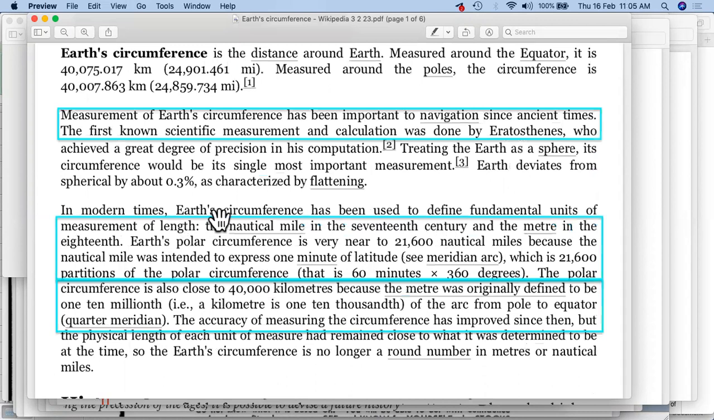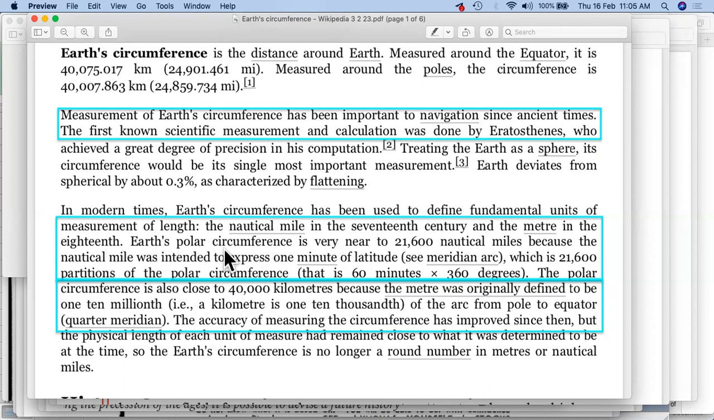In modern times, Earth's circumference has been used to define fundamental units of measurement of length: the nautical mile in the 17th century and the meter in the 18th century, right? So first of all, it was nautical miles and then it went to meter, right? We'll see both the calculations separately, one at a time, right?